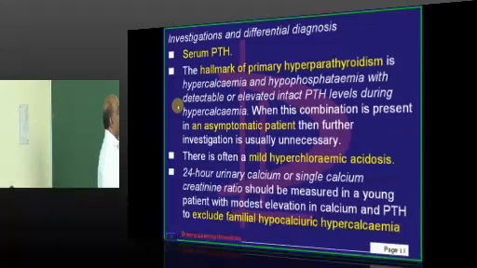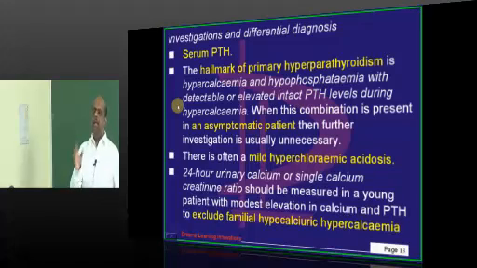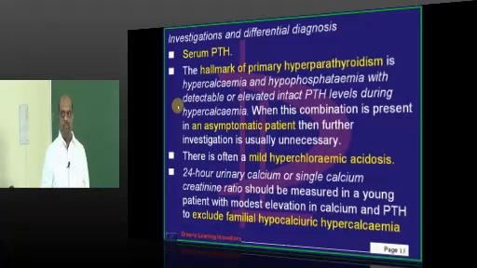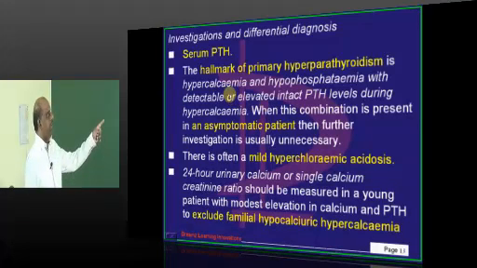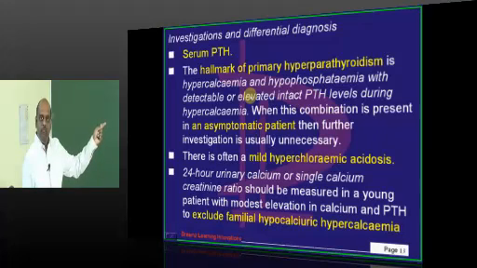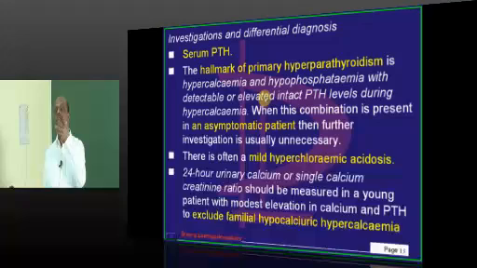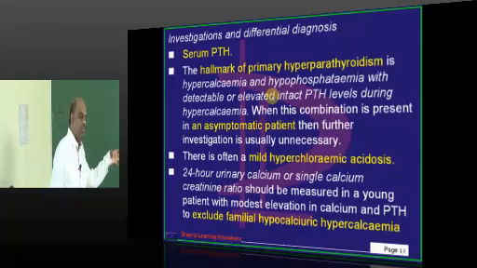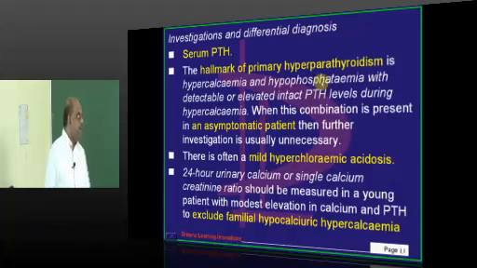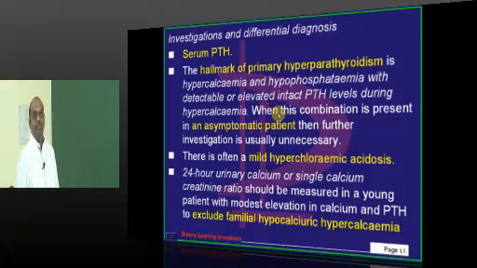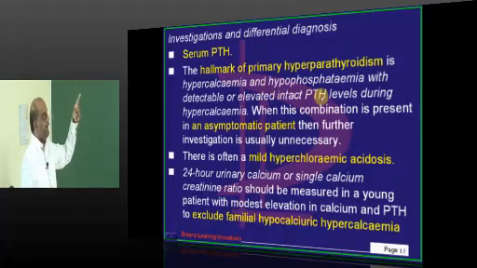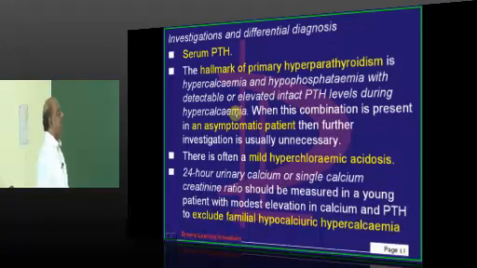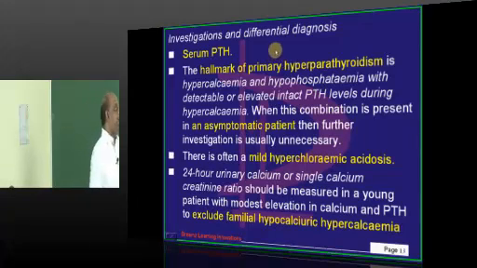Now, if you look at primary hyperparathyroidism, typically patients will have hypercalcemia with hypophosphatemia. Why hypophosphatemia? Because the excess PTH produced by the parathyroid adenoma will lead to phosphaturia, and that leads to development of hypophosphatemia. So, hypercalcemia with hypophosphatemia with elevated PTH levels is equal to primary hyperparathyroidism.